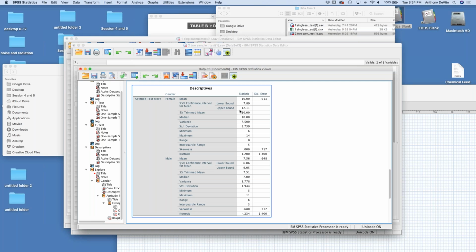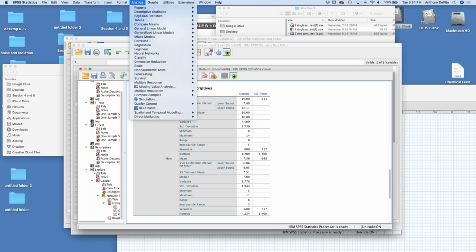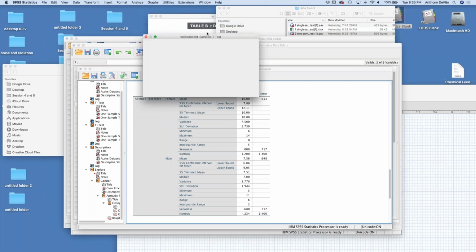So now that I have a rough idea what these statistics for two groups look like, the descriptive statistics, I'm going to go to Analyze. I'm going to go to Compare Means. I'm still comparing means here, except this time it's not one sample. I took two samples. The two samples were independent. There's one group that's a random sample of females, another group a random sample of males. So they're independent samples. I'm going to click that.